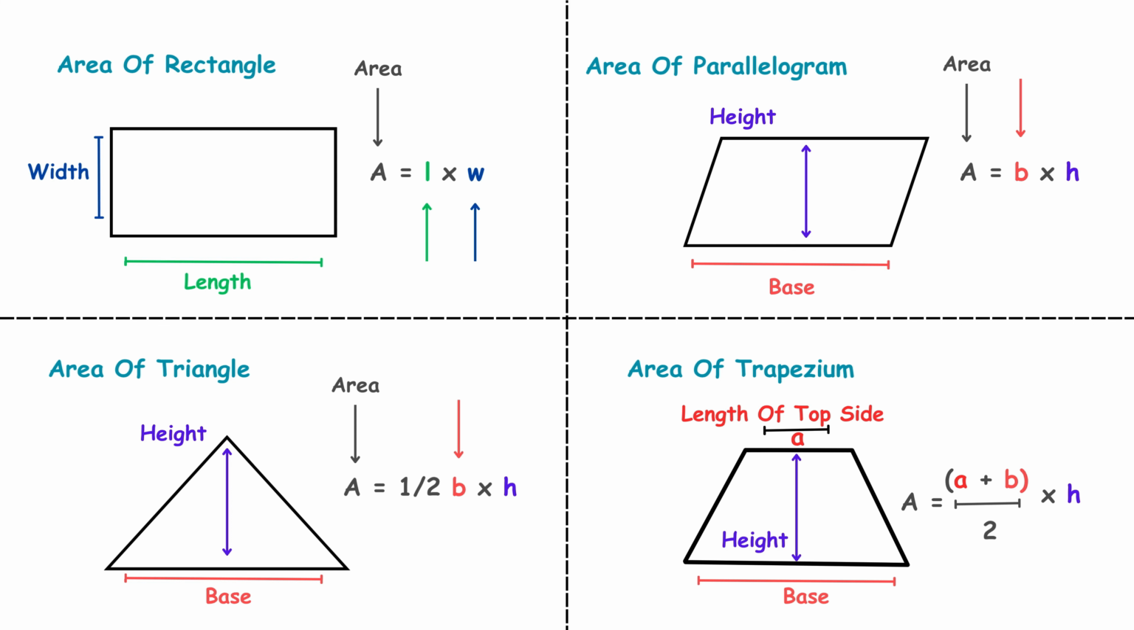The letter L signifies the length, describing how long the shape is, while W stands for width, which is how wide the shape is. The letter B, often written as P in some cases, refers to the base, which is the length of the shape's bottom edge. The letter H denotes the height, representing how tall the shape stands. Lastly, the lowercase letter a, which appears specifically in the trapezium formula, stands for the length of the trapezium's top edge. Now that we understand these variables, let's examine each formula in detail, starting with the rectangle.